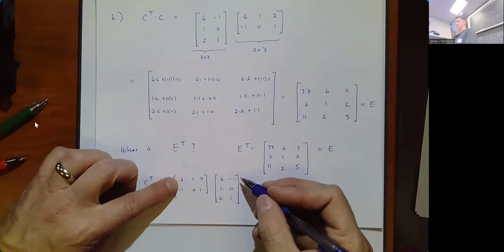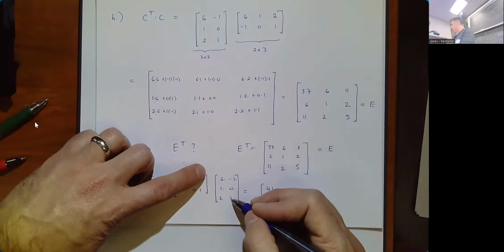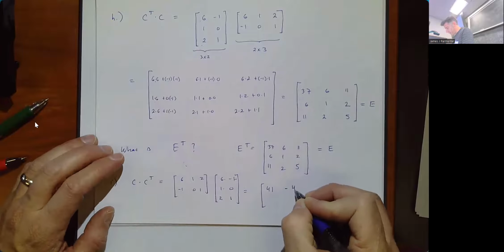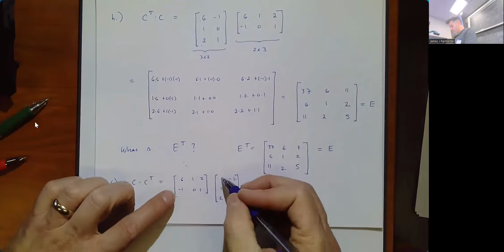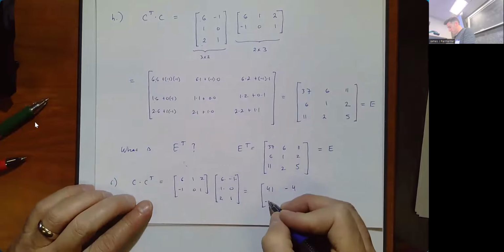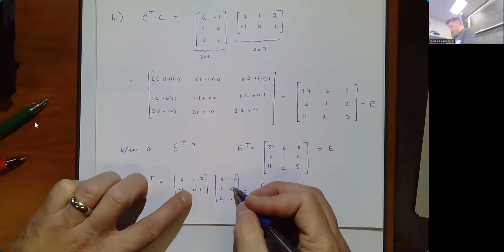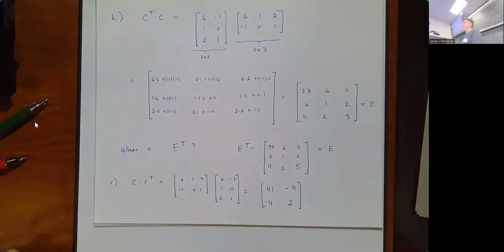is going to be negative... So watch how I'm doing this. I'm pointing to the things while I'm thinking: negative 6 plus 0 plus 2. Negative 6 plus 0 plus 2 is negative 4. Same thing for this next one. The second row dotted with the first column is going to be negative 6 plus 0 plus 2. And finally, the second row dotted with the second column is 1 plus 0 plus 1, just 2. Oh, look, that matrix is also symmetric. If you take its transpose, it doesn't change it at all. It's kind of neat.